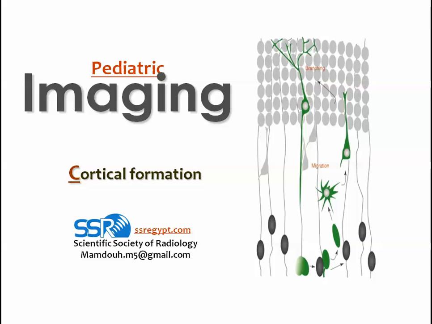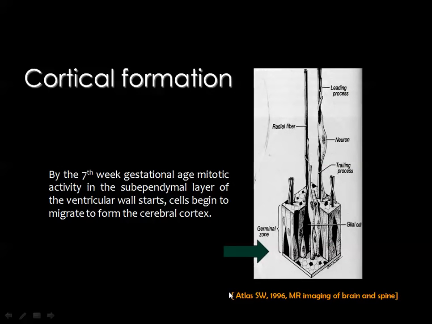Dear colleagues, we will handle this lecture, the imaging of the formation of the cerebral cortex and the abnormalities which will result from distorted cortical formation, a group of diseases previously known as neuronal migration disorders. And these disorders were not fully understood until recently with the development of MRI.